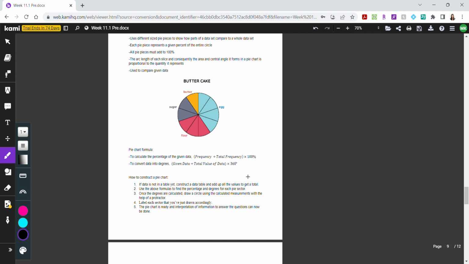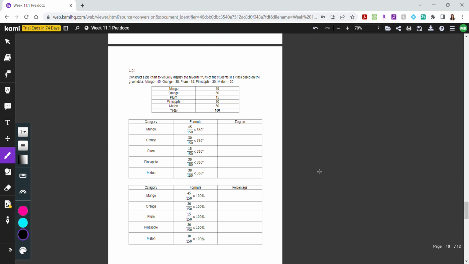All right. Now, to construct a pie chart, if you don't have a table yet, do construct a data table so you know how much each percentage, or especially you definitely at least need the degrees, right? And make sure you add up all the values to get a total. Now, and then you want to use the above formulas to find the percentage and degrees for each pie sector. And once the degrees are calculated, you can draw a circle using the calculated measurements with the help of a protractor, right? And then you want to label each sector. They're just drawn accordingly. And then finally, your pie chart's ready.